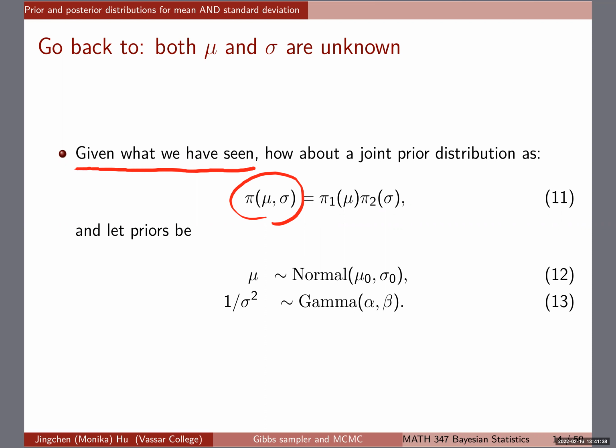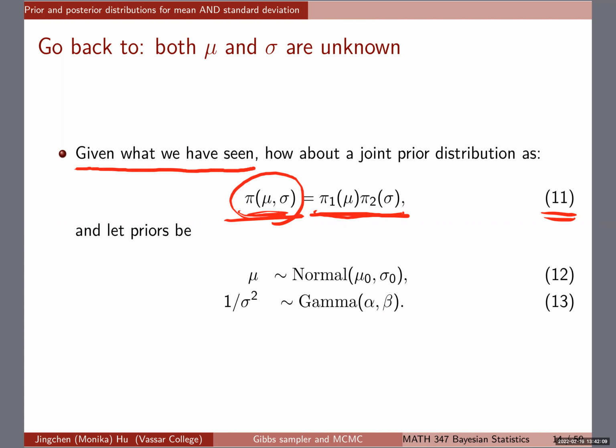So for mu, we know that normal is a conjugate prior. And for sigma, or 1 over sigma squared, we know that gamma is a conjugate prior. So let's start with the simplest case in equation 11. I need to specify a joint prior for mu and sigma. I know that for each of them, we have a conjugate result that can be really useful. So how about we assume that mu and sigma are independent from each other? So their joint distribution is the product of their marginals.